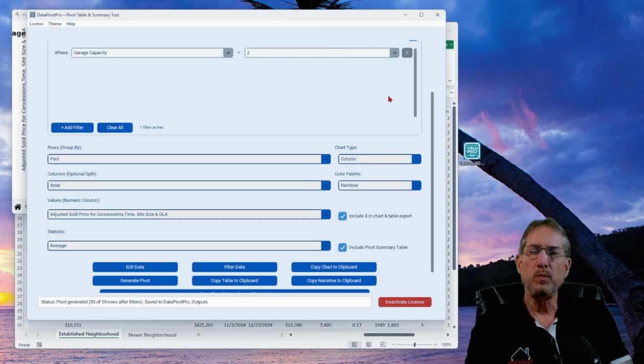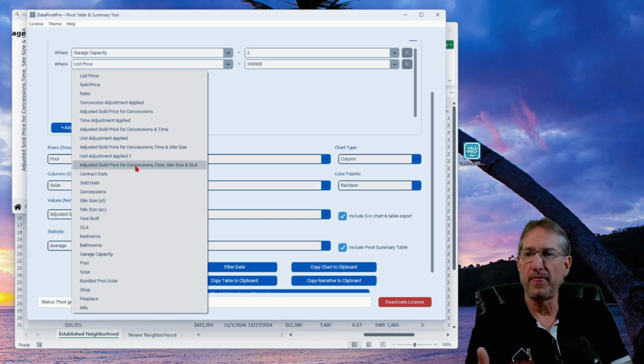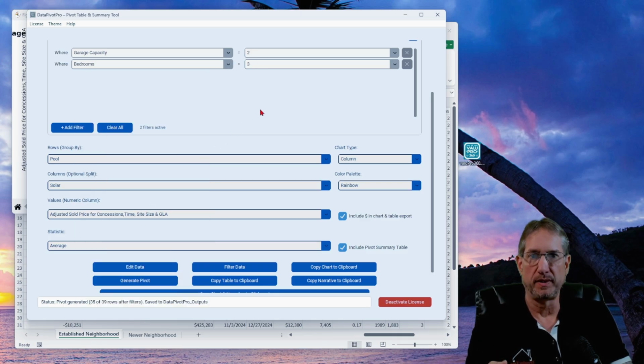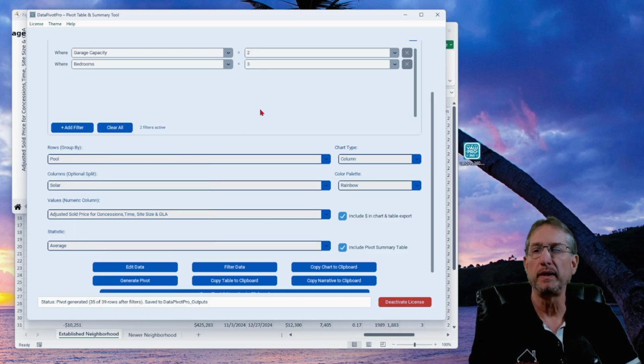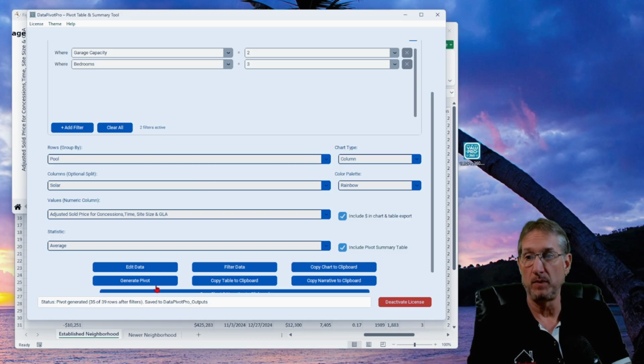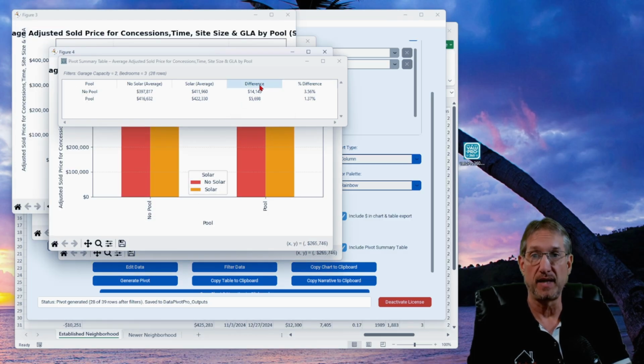All right, so now we're going to tighten this up with one more step. We're going to add 3-bedroom homes to this. So now we're looking at not only just the difference in the average sale prices of homes with pools and without pools and split by solar. We're now looking at only 3-bedroom homes and only 2-car garages. This is now a very specific slice of the market. So let's see what that looks like.